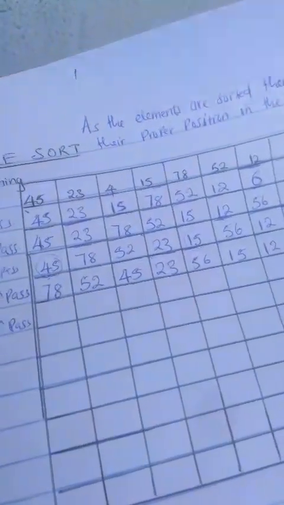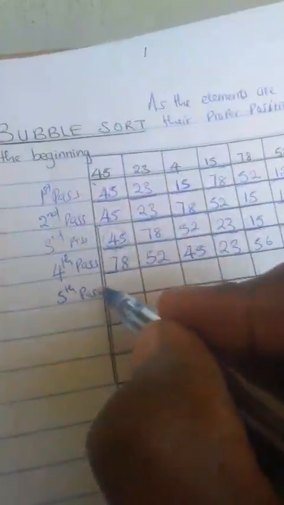You can see 4 is maintaining its position because it's the smallest element, so 4 is gonna stay there until the very end of the array because it's the smallest element. So 4 is already sorted. It's gonna stay there until the very end. Let's go to the fifth pass.